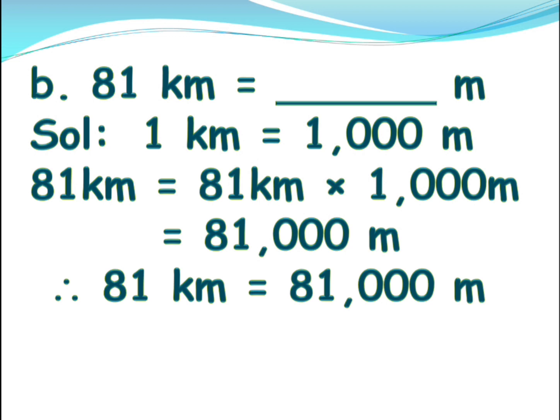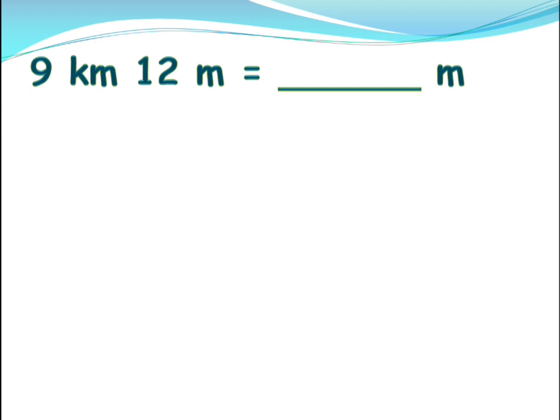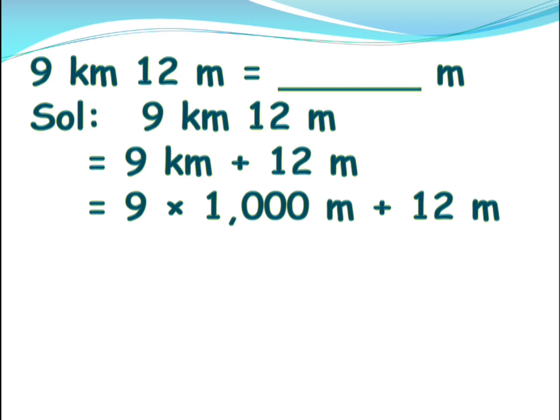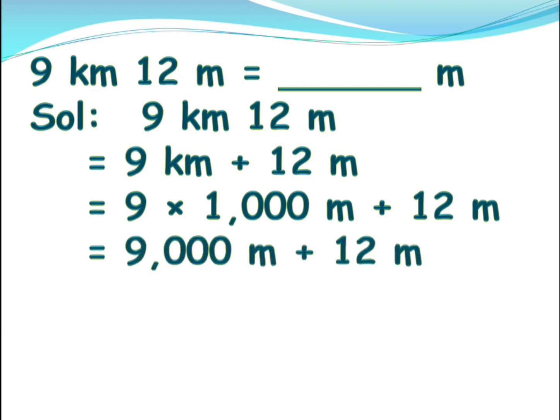Okay, let's see another type of sum here. 9 kilometers 12 meters equal to dash meters. That means this kilometers you have to convert into meters. So what we have to do? We need to multiply, isn't it? So first let's separate the kilometers and meters, and then we will multiply with 1,000. Okay, so 9 kilometers, so we will write it as 9 kilometers plus 12 meters. This 9 kilometers we have to multiply with 1,000 to make it meters. Now, and plus 12 meters, you will copy it down. Okay, 9 into 1,000 becomes 9,000 meters plus 12 meters.